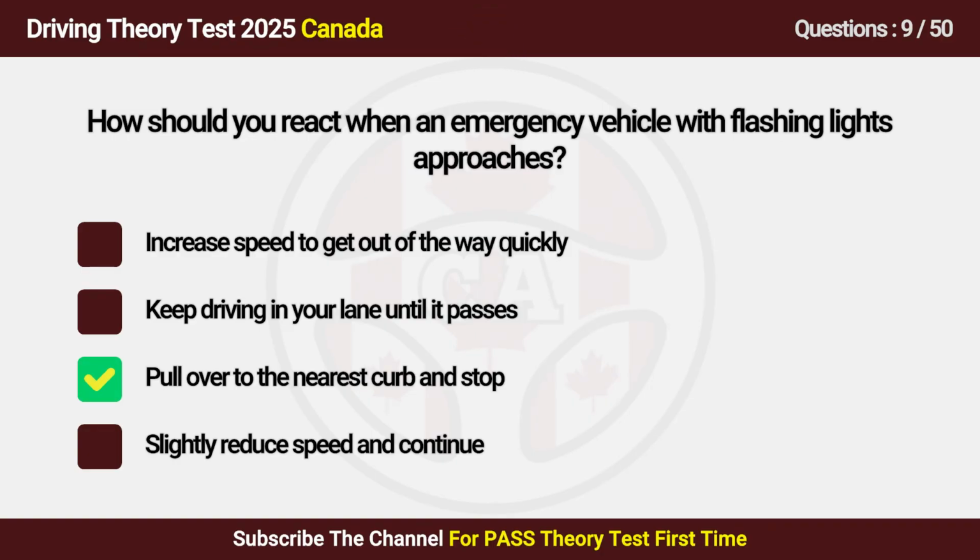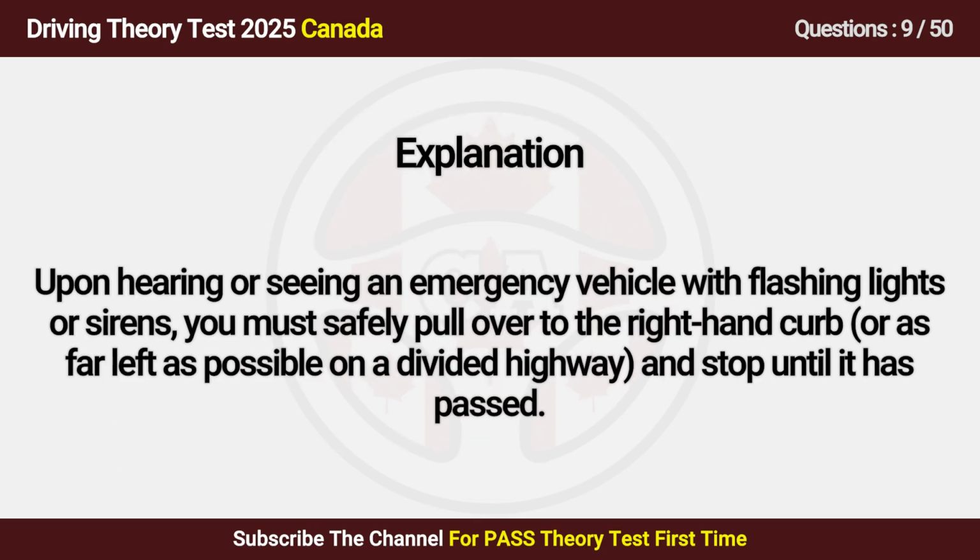Answer is C. Pull over to the nearest curb and stop. Upon hearing or seeing an emergency vehicle with flashing lights or sirens, you must safely pull over to the curb or as far left as possible on a divided highway and stop until it has passed.